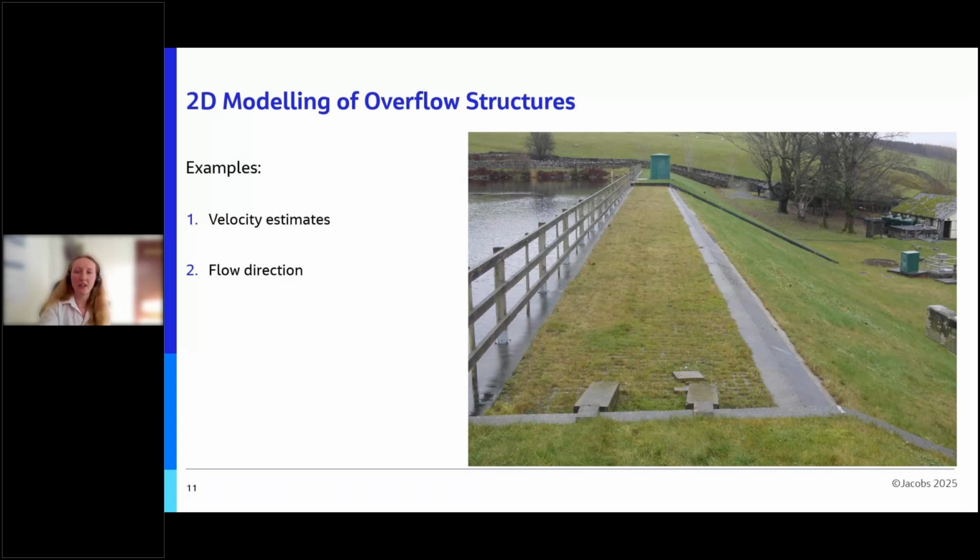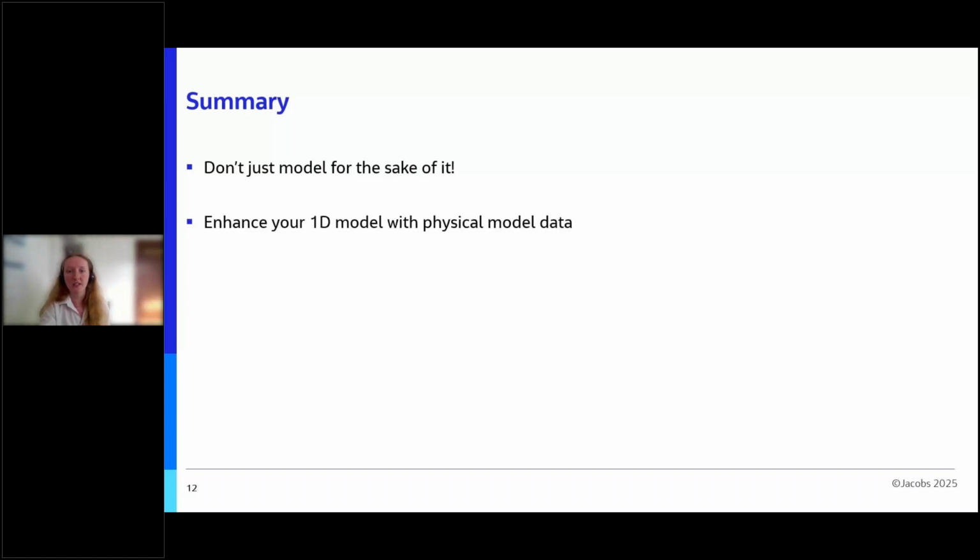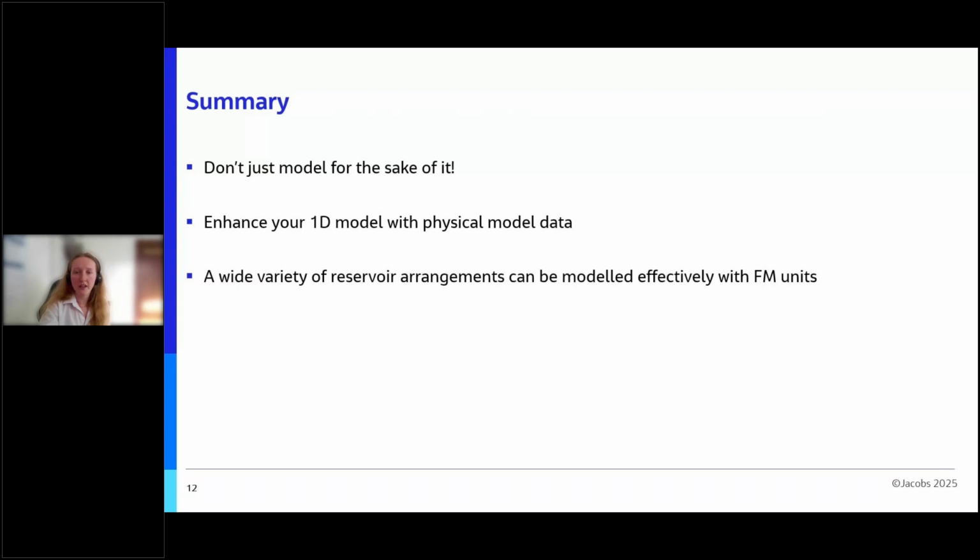So to summarize, I've got 4 key points that I want you to take away from this. The first one, don't just model for the sake of it. How much complexity do you truly need in your model? Second, physical model data can be incorporated into your FM model to better represent your reservoir overflow, but do be aware of its limitations. Third, FM can be used to represent a wide range of reservoir structures. The Victorians created so many weird structures, and we're constantly having to think how on earth we can model these.